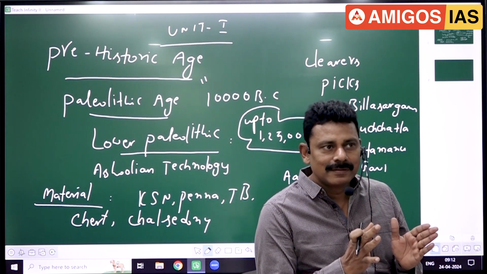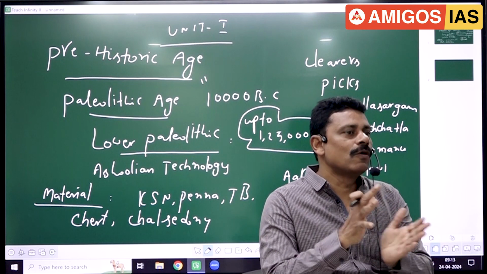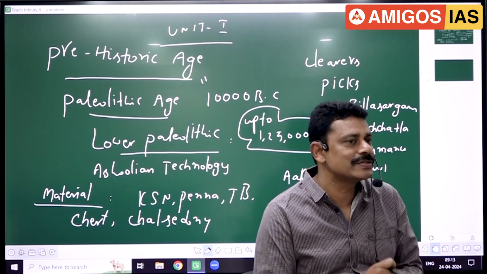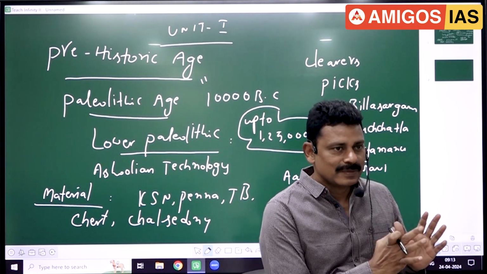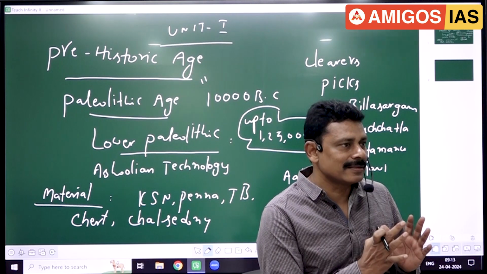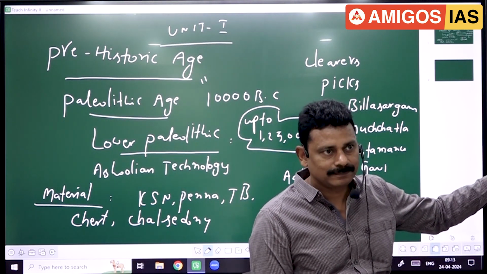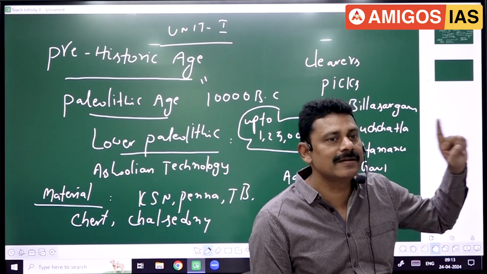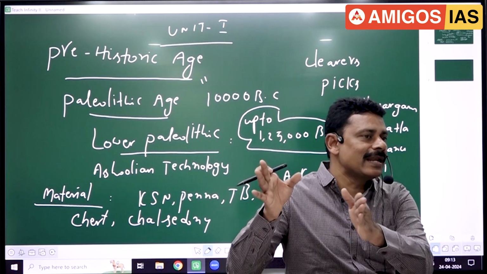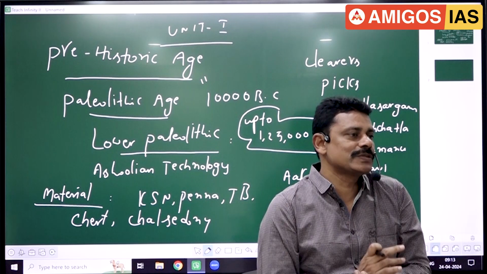One is the Pleistocene era. Another is the Holocene era. You might have heard of these in civil services also, in your Indian history. This Pleistocene era is said to have existed on the earth right from 1.8 million years ago to 10,000 BC. Strictly speaking, 11,700 BC. That was the period of this Pleistocene era.